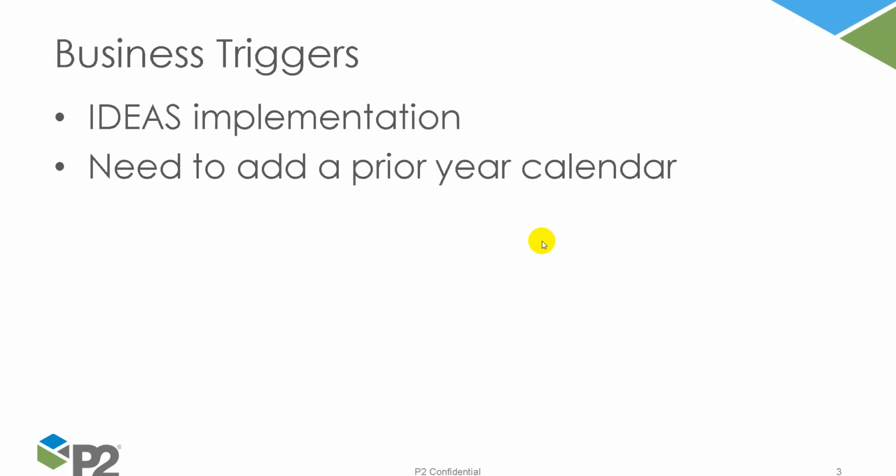In terms of the business triggers, we will usually need to set up a calendar either when we're doing the IDEAS implementation, so we're just setting up the system for the first time. And also we might need to set up calendars when we need to add a prior year calendar. So for example, we're doing a year-end roll and we have 3 years of history, but only 2 calendars set up, the current year calendar and the prior year calendar.